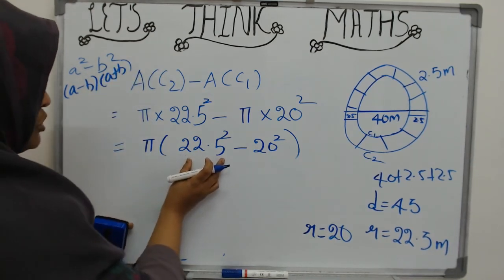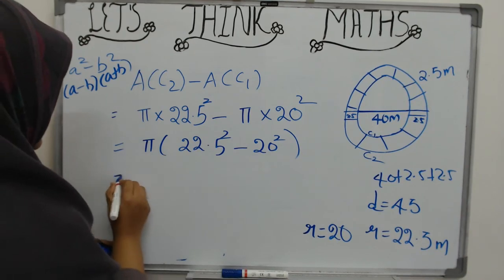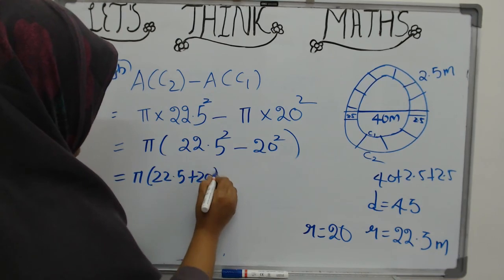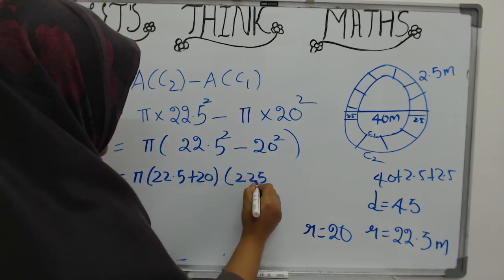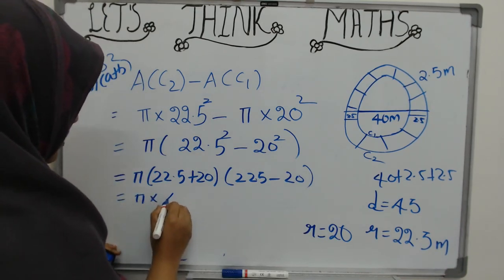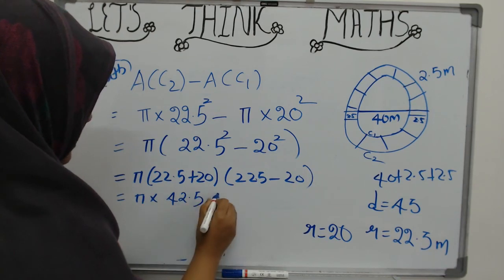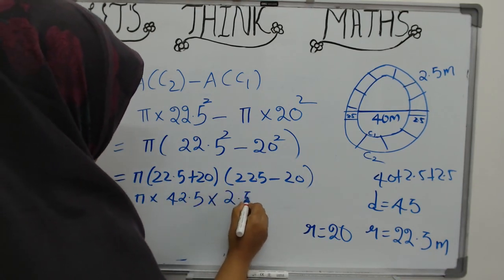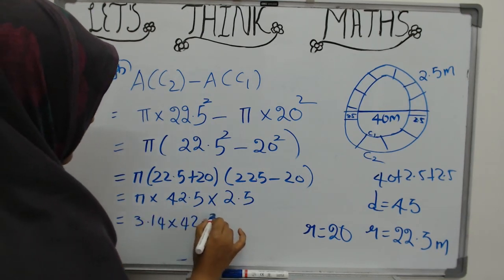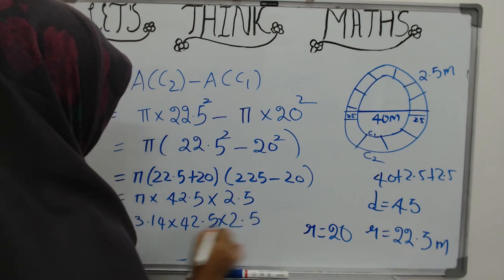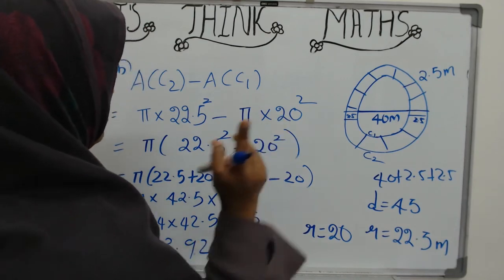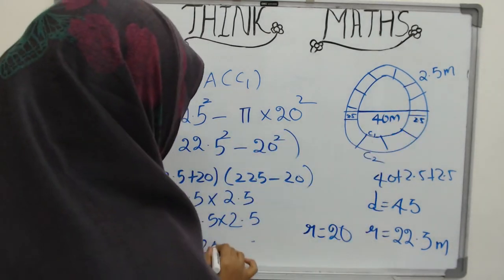So if a is 22.5 and b is 20, then this will be pi into 22.5 plus 20 into 22.5 minus 20. That will be pi into 42.5 into 2.5. That would be 3.14 into 42.5 into 2.5, and the answer is 333.92, and do not forget the units, it is meter square.